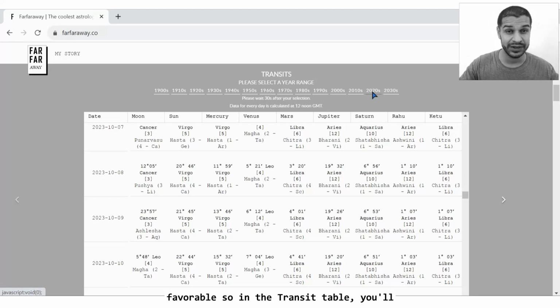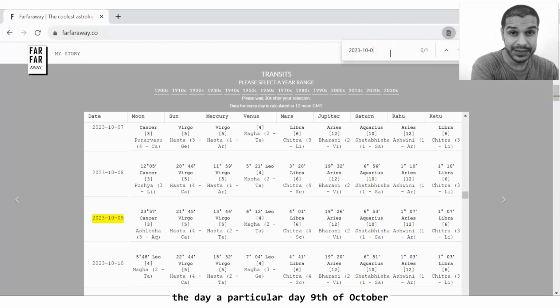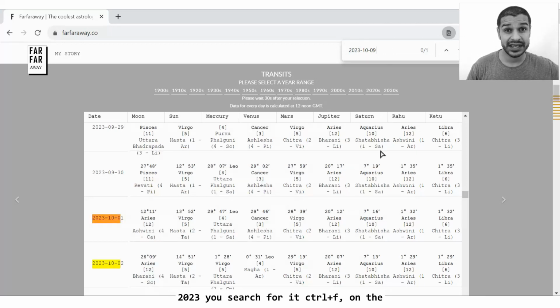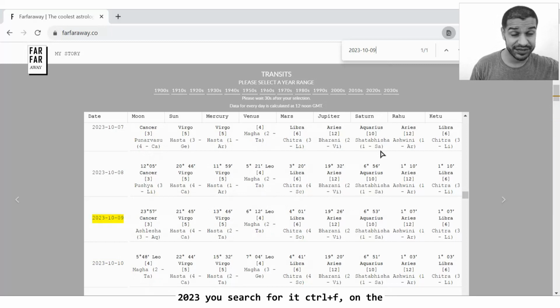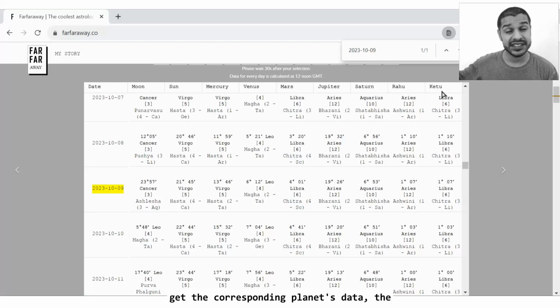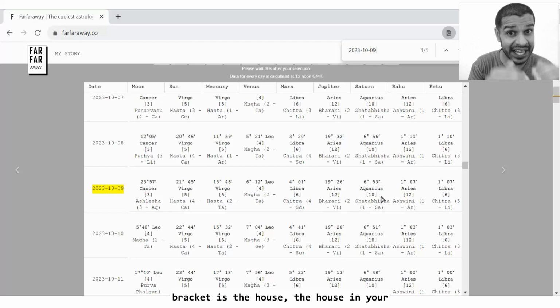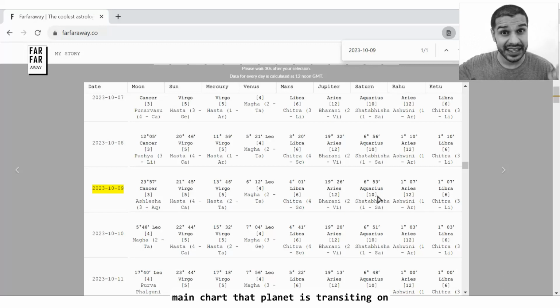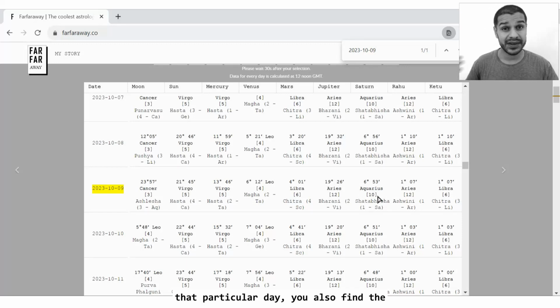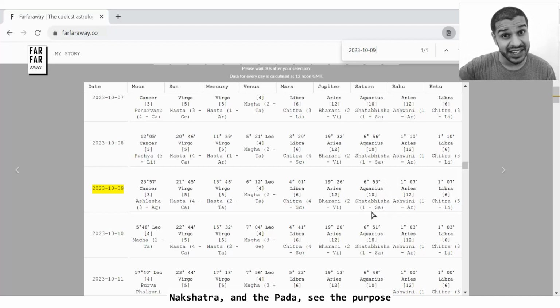In the transit table, you'll find daily data for many years. So you pick the year range, then you search for a particular day, say 9th of October 2023. Press Control F on the search box, enter the date in this format, and get the corresponding planet data. The data in the transit table corresponds to your chart. The number in the square bracket is the house in your main chart that planet is transiting on that particular day. You also find the exact degree value, the sign, the nakshatra and the pada.